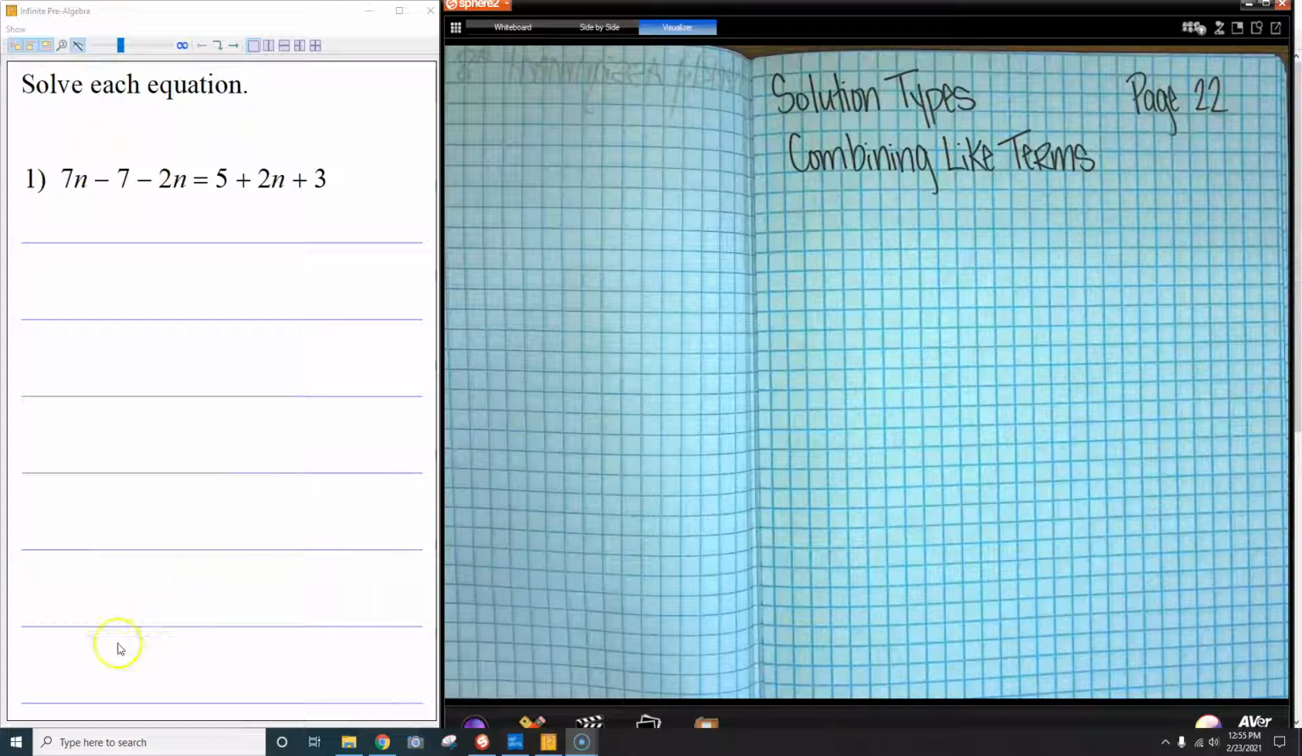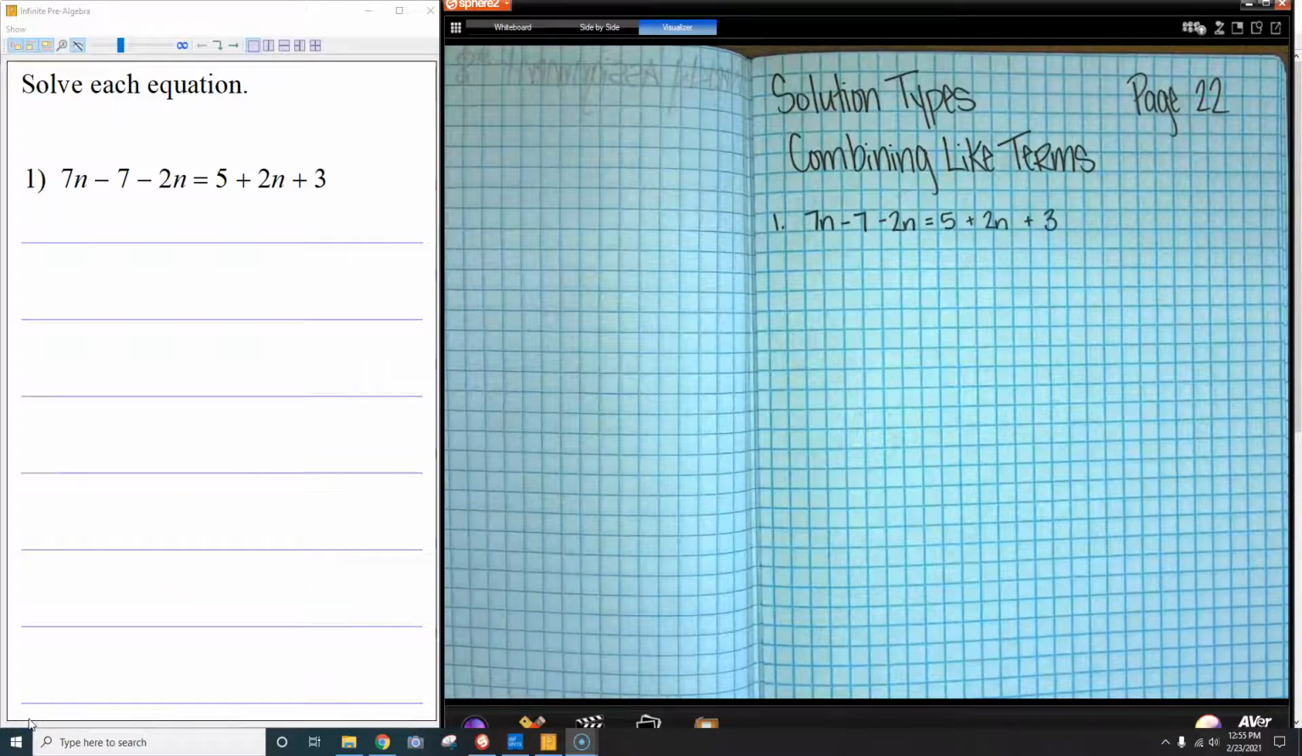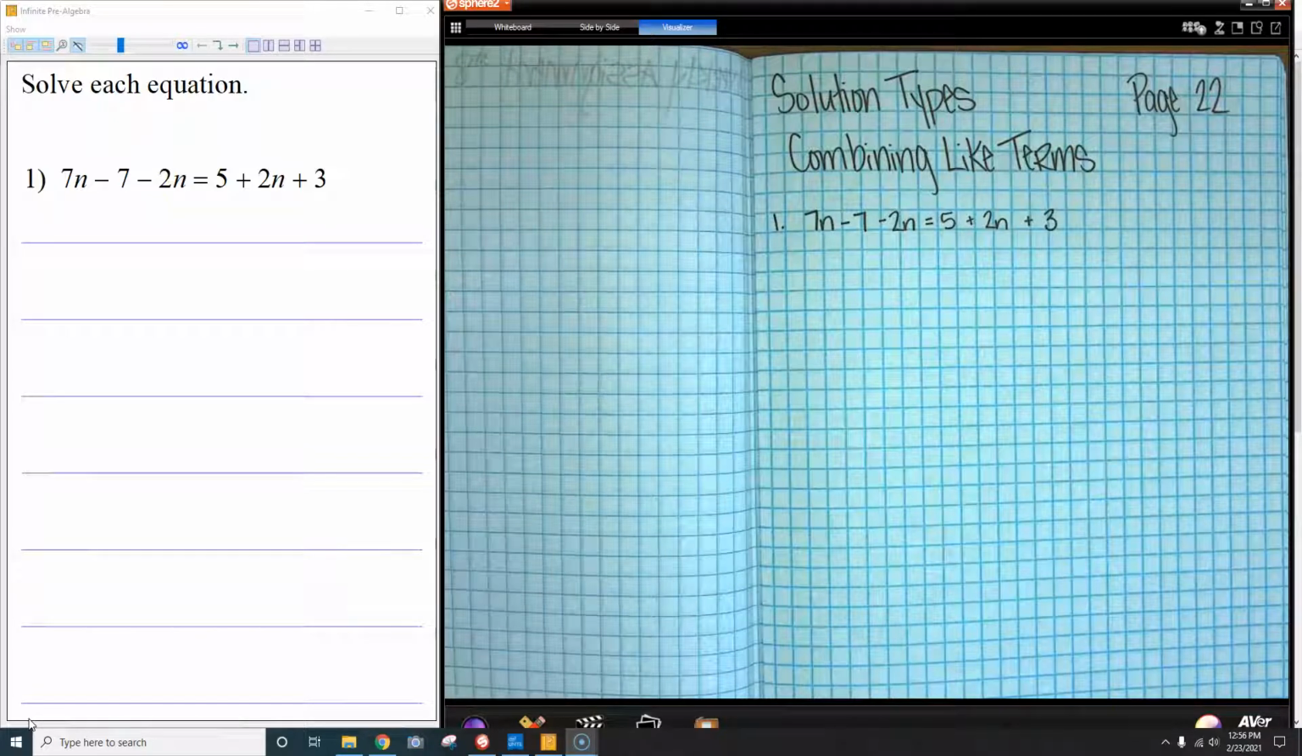I'm going to pause my video so I can get it written down, and then I'll start solving it. So last week we focused on the solution types, but mostly we just focused on variable on both sides. A few weeks before that we focused on combining like terms with our complementary and supplementary angles. So now we're going to throw it all together. We're going to be combining like terms, and we're going to be solving equations with variables on both sides.